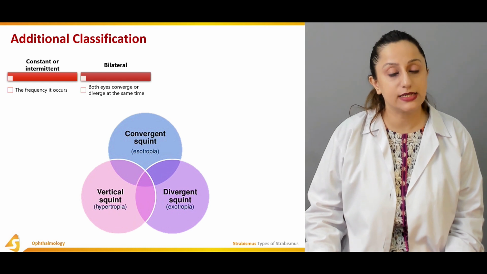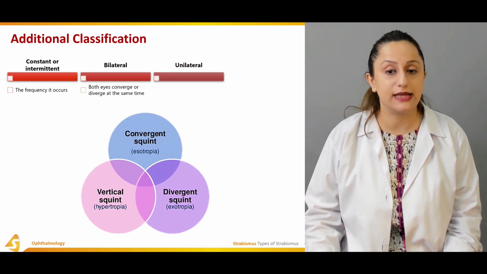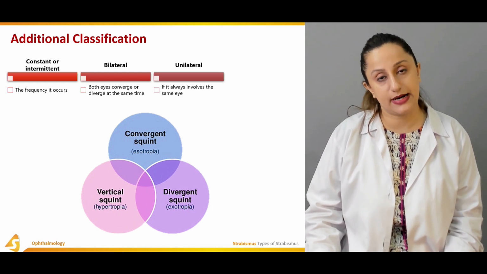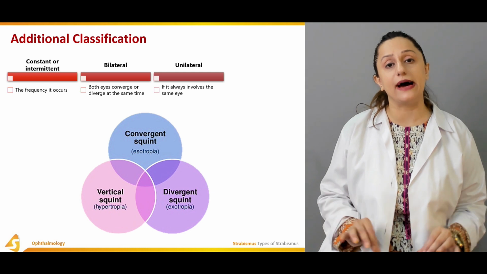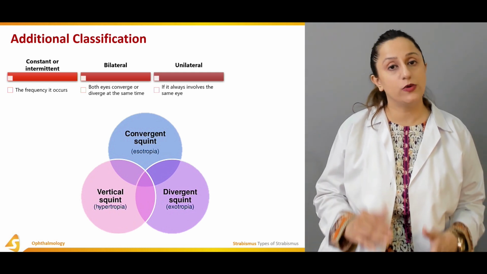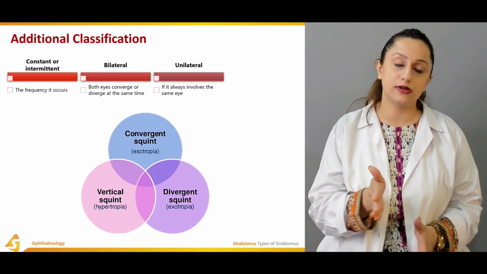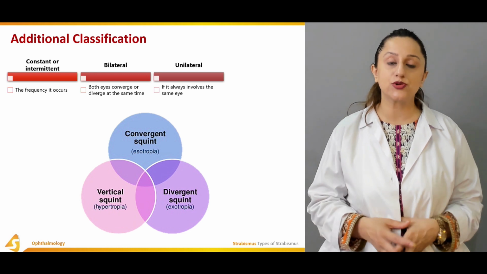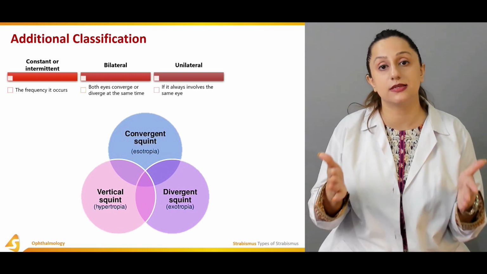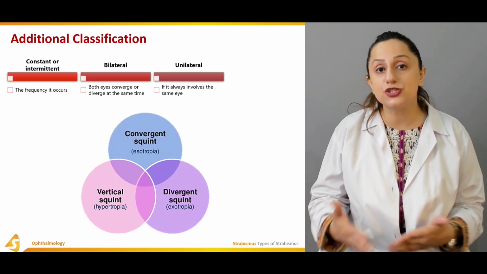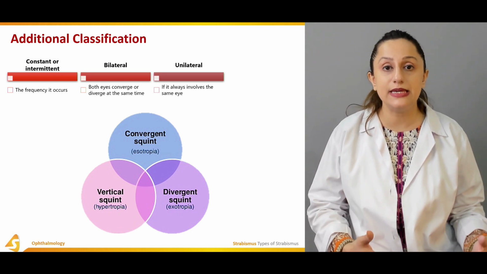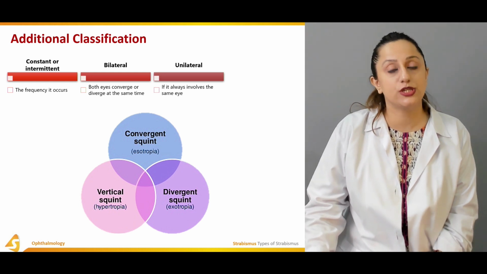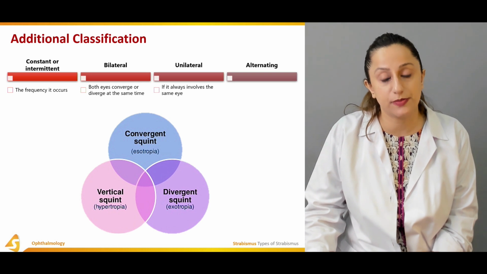Then we have a bilateral condition, where both eyes converge or diverge at the same time. Then we have a unilateral condition, if it always involves the same eye. So you have to note down all of these peculiarities when you're taking the history or examining the patient. You're going to see whether it is a bilateral or unilateral condition. If it is unilateral, is it a consistent condition or an intermittent condition? Is it related to the time? Is it related to the sleep? Is it related to the stress? All of this has to be highlighted when you are taking a complete detailed history from the patient.